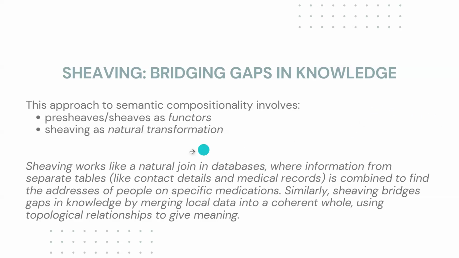And again, we can consider this example of the list of the addresses of people and the medical records of those people, and thanks to this list, we can find where certain medication will be. And similarly, sheaving bridges gaps in knowledge by merging local data into a coherent whole, using this topological relationship to give meaning.